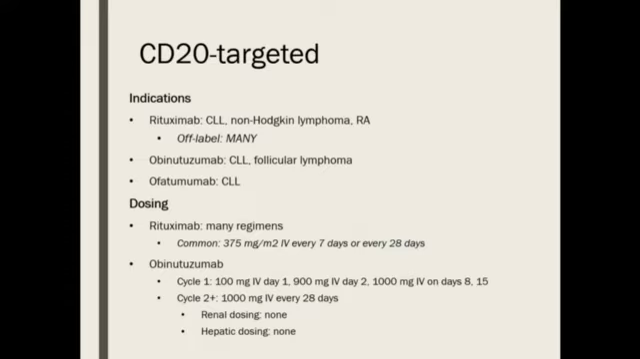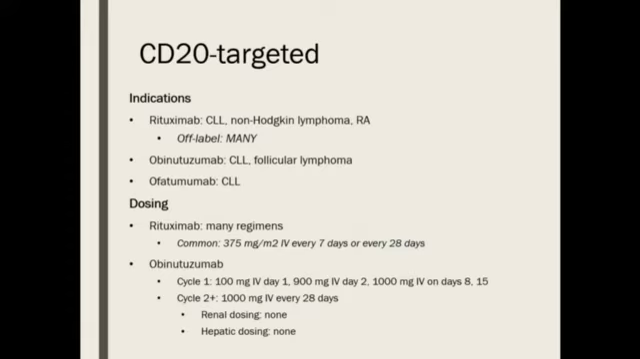Indications, of course, that are FDA labeled are going to differ from what we use in clinical practice. There are many off-label indications for rituximab, but classical ones such as all the lymphomas. Obinutuzumab has FDA labeling for CLL as well as follicular lymphoma, and ofatumumab for CLL.